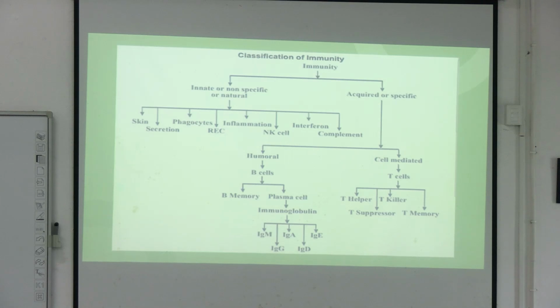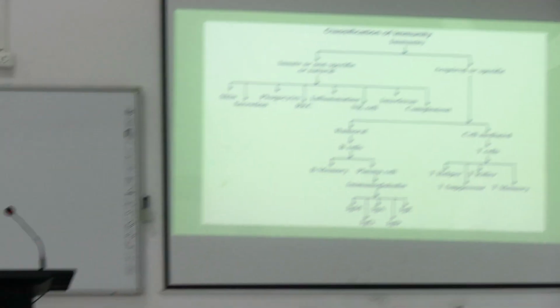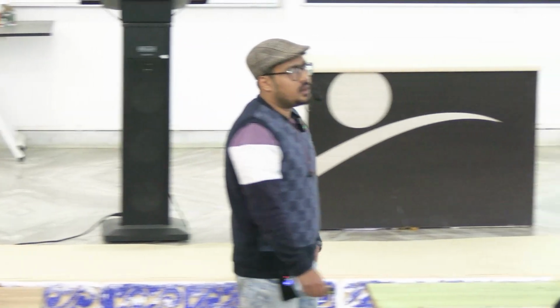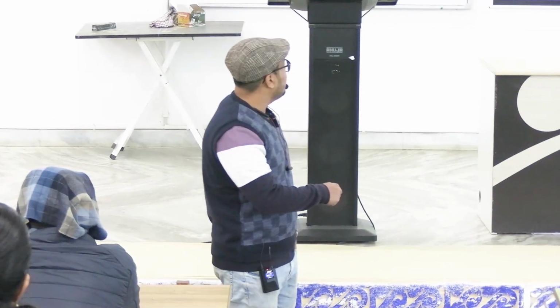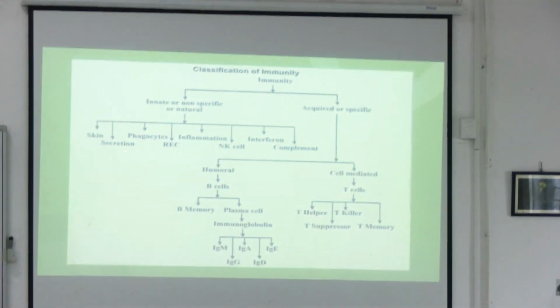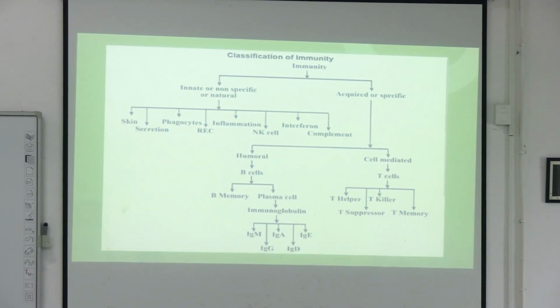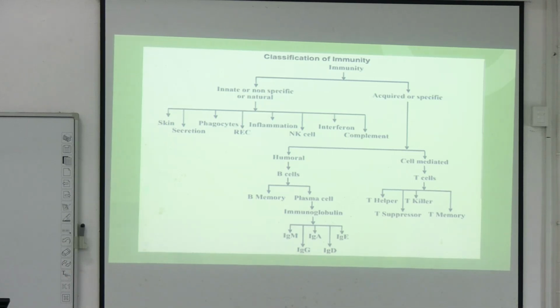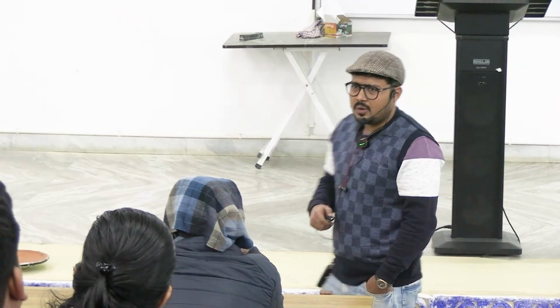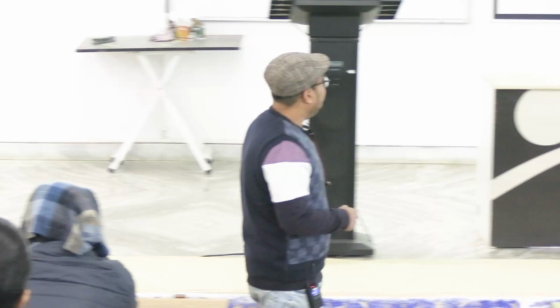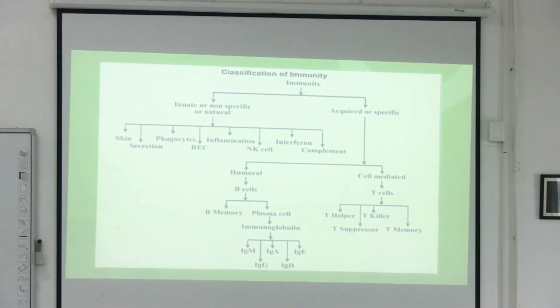So what are the components of innate immunity? Innate, non-specific or natural immunity has various components like skin, intact mucous membrane, natural killer cells, complement system, reticuloendothelial system, phagocytes, interferon, and secretions containing lysozyme like tear and saliva. Those are present since birth, and those have a generalized effect.